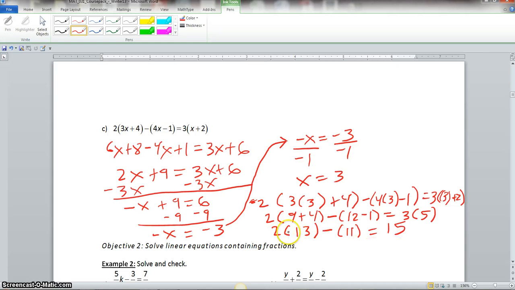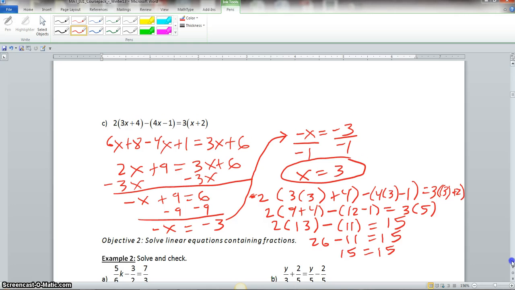15. Now 2 times 13 we know is 26 minus 11 equals 15. 26 minus 11 is 15, and 15 does equal 15. So your answer is x equals 3.